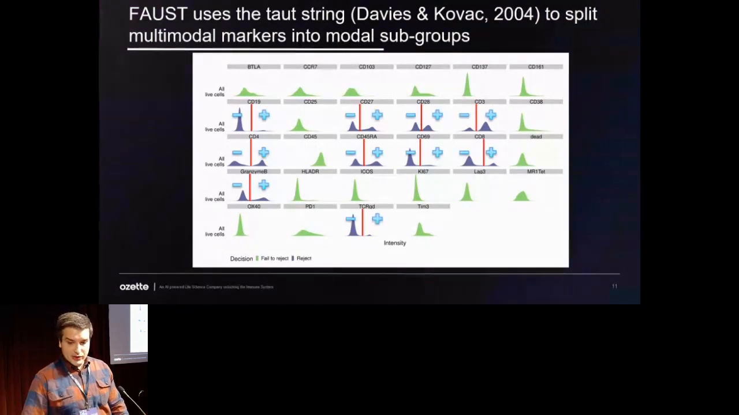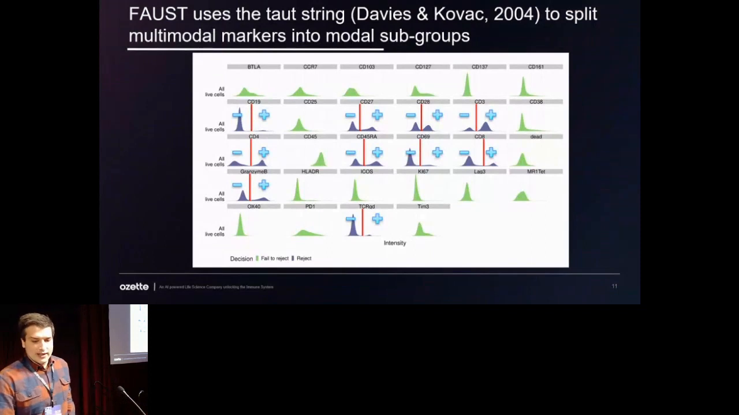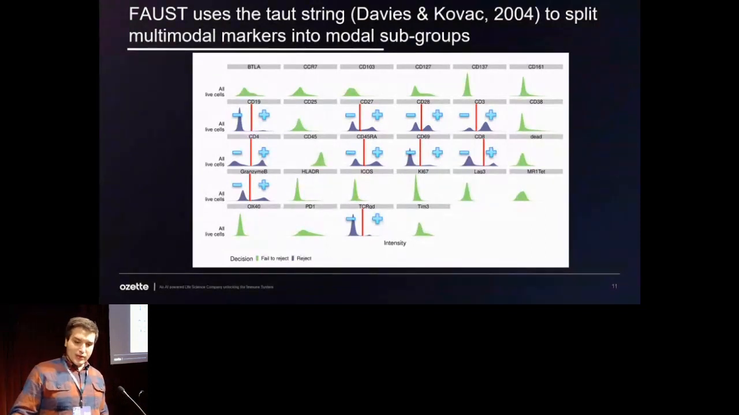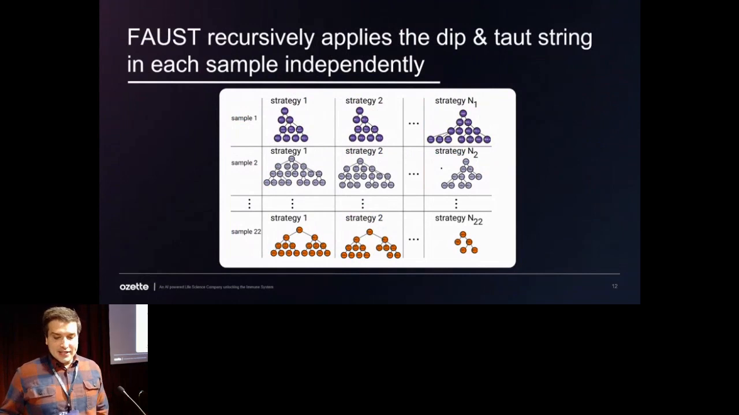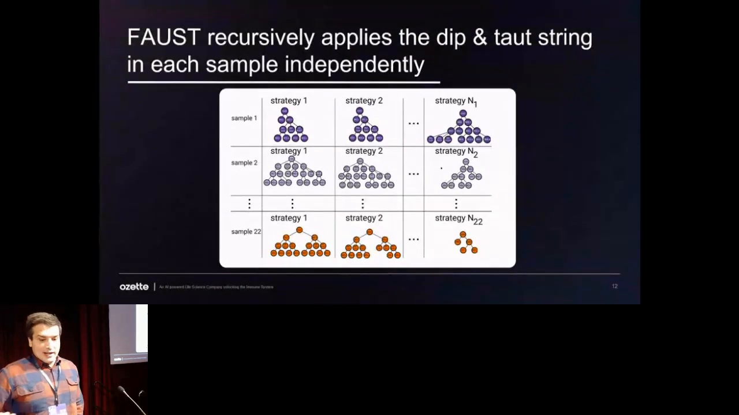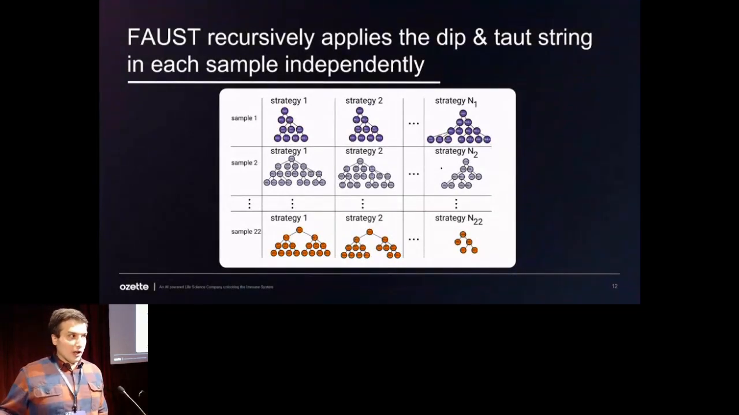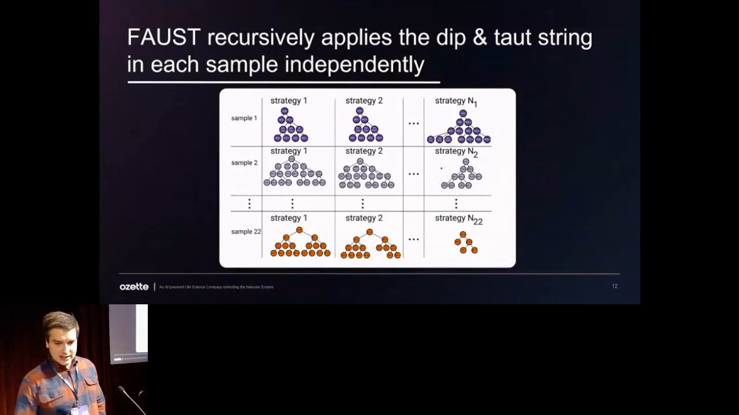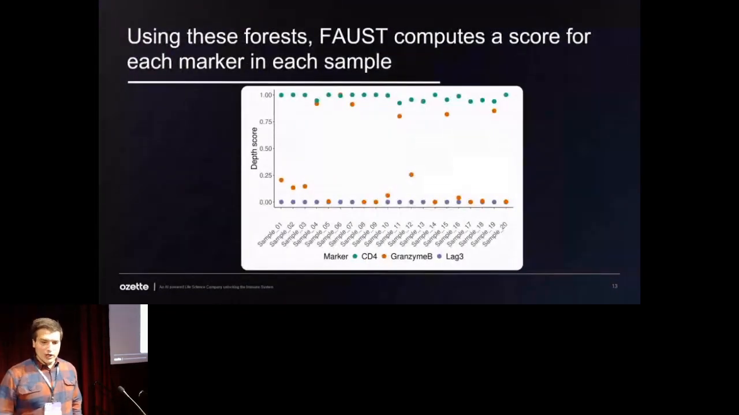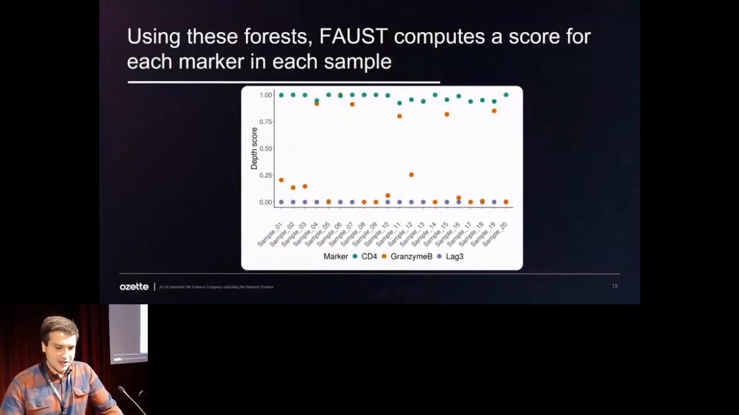And FAUST uses those thresholds to start 10 trees for this sample, where each tree splits the sample into subgroups of cells with expression measurements above or below the threshold for the given marker. So FAUST carries out the strategy for each sample independently, and it continues growing trees recursively in each sample, first applying the dip test, then using the taut string to split markers until it either fails to reject the null for all the markers in a subset, or it reaches depth 3 from the root. And using this forest, FAUST computes a score for each marker in each sample.